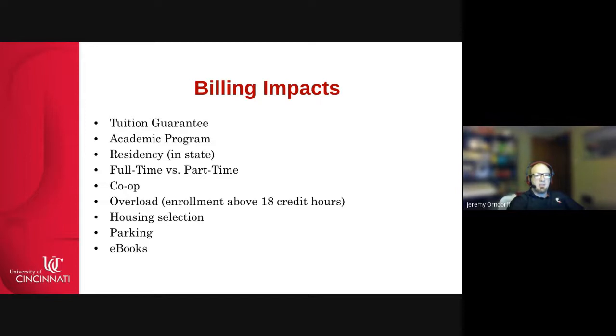So, some things to consider that can affect those bills. Tuition guarantee. This is something I'll pause and talk about UC for a second. UC has a tuition guarantee, and what that means is, as a freshman, you're going to have a specific dollar amount for tuition, fees, etc. And that is not going to change for the life of your program. So if you're in a four-year program or a five-year program, we have four or five-year programs depending on different factors, and you complete it in that time frame, your tuition will not change.